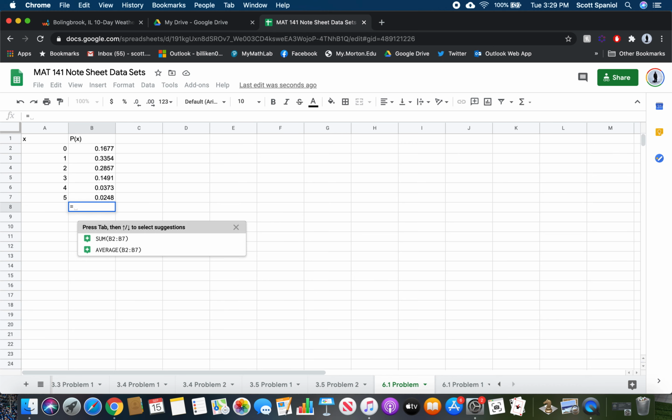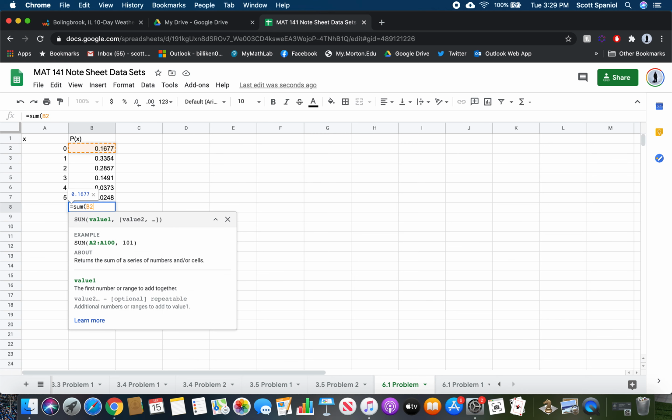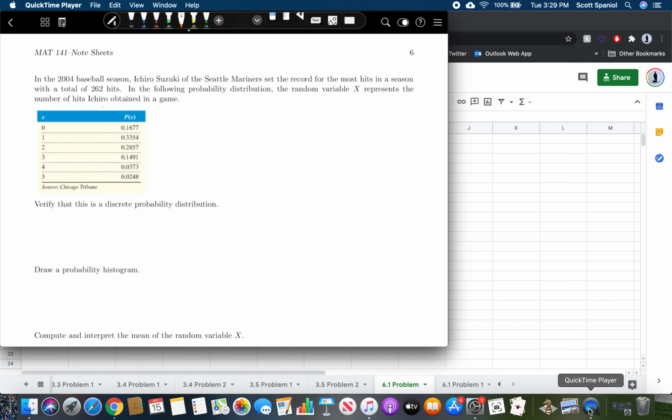So if I just do, we've used the sum command before, right? If I just tell it sum of B2 to B7, we'll add those all up, and we get 1, so that's great, okay? So yes, it is a discrete random variable, because 0 is less than or equal to p of x is less than or equal to 1, and the sum of all the p of x's is equal to 1.